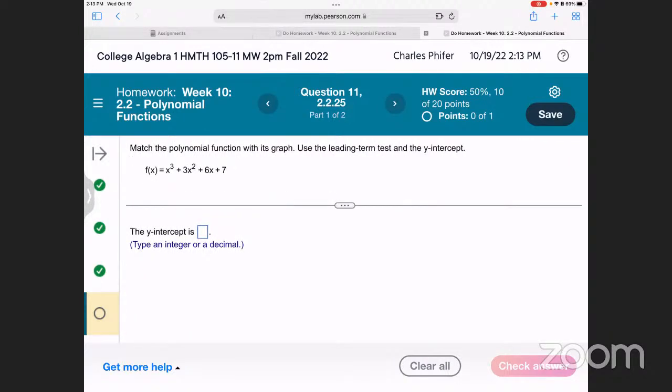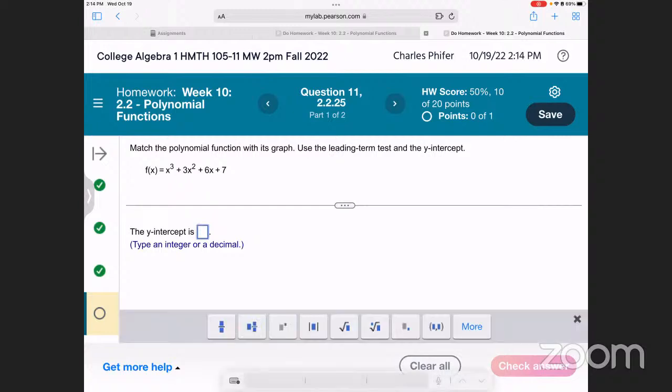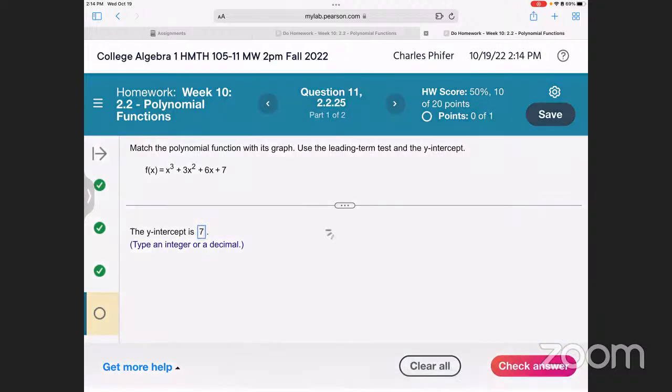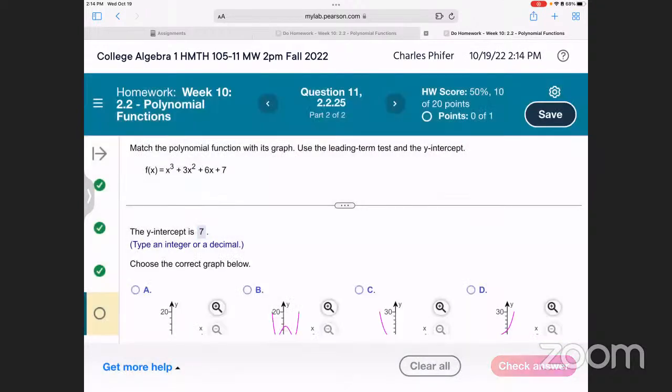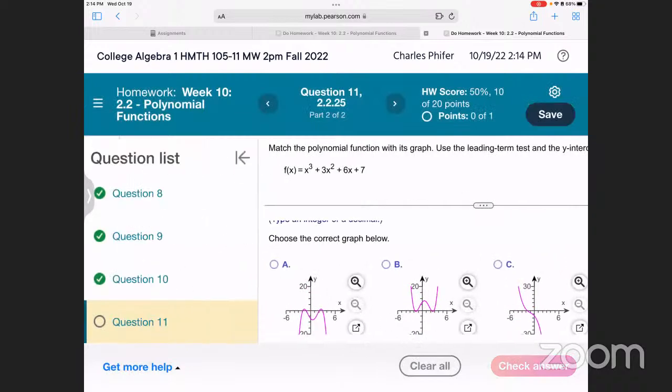Match the polynomial function with this graph. Okay, I think we're gonna have multiple choice in just a moment. The y-intercept, right? To find the y-intercept, we set x equal to 0. If we set x to 0, the output is 7. Okay. And then still multiple choice, so we're going to go like that.